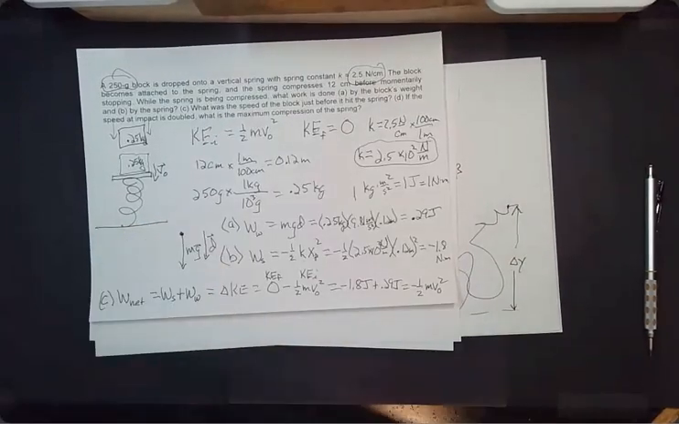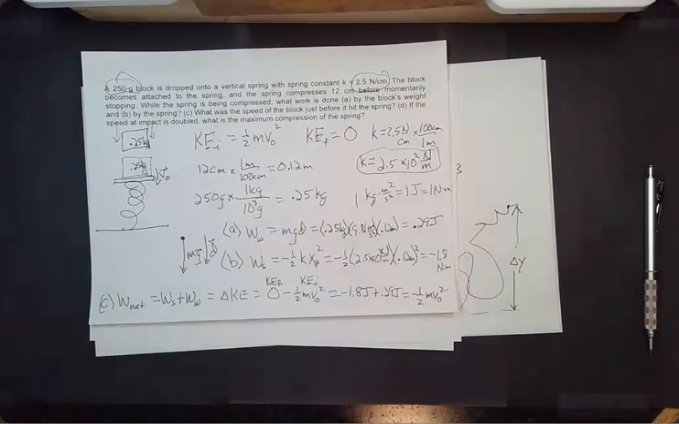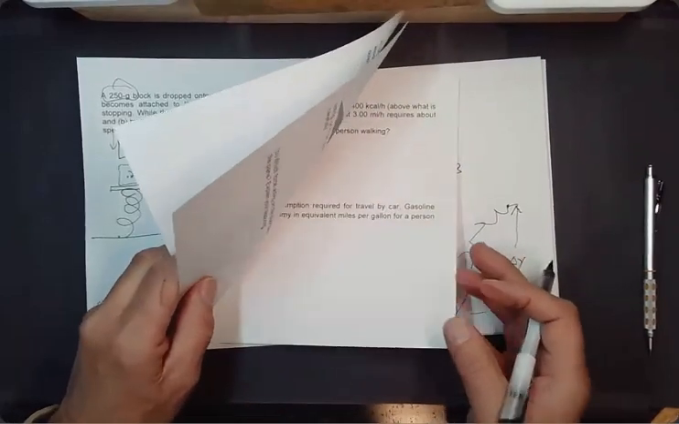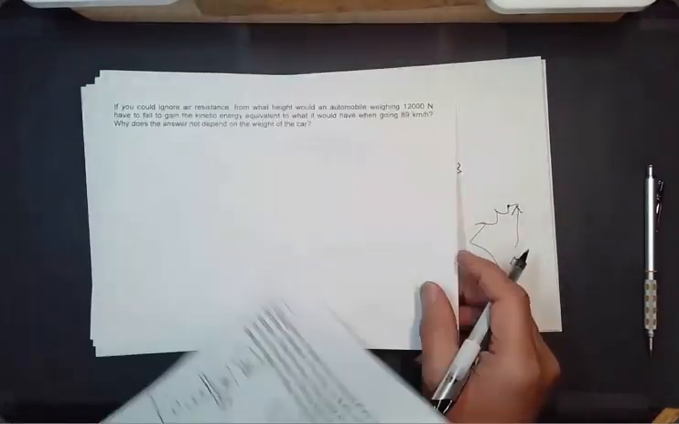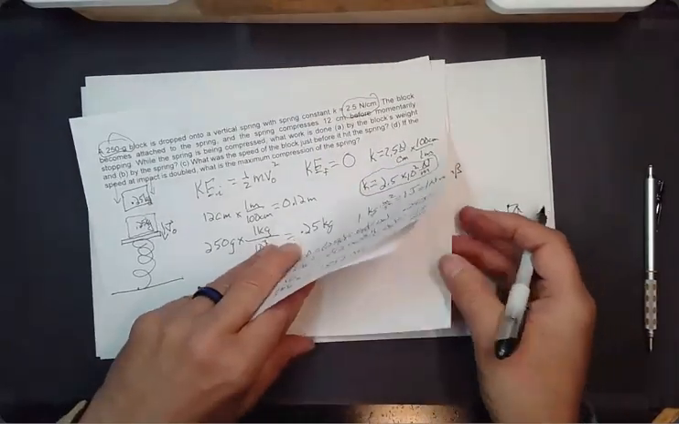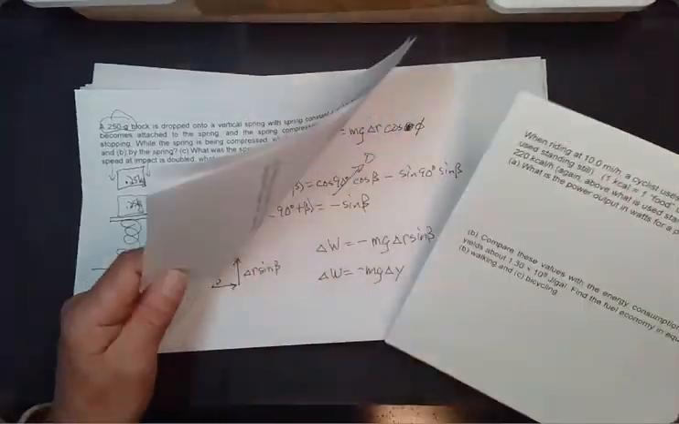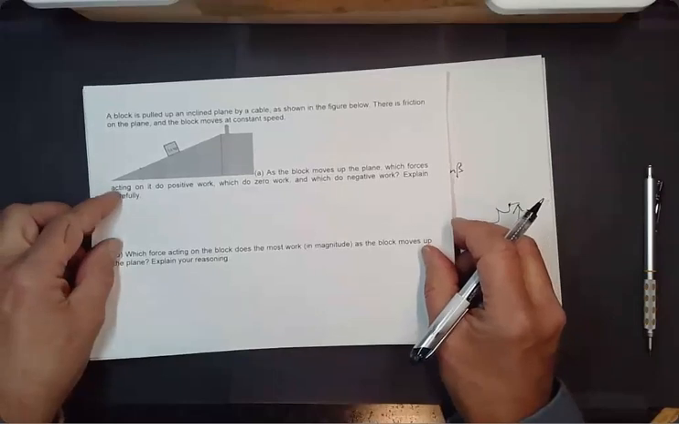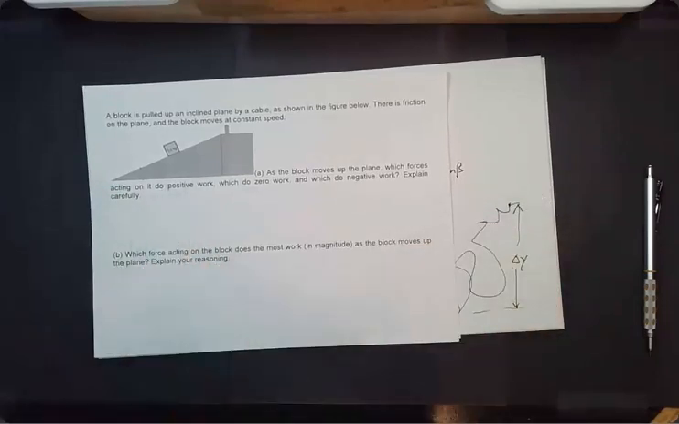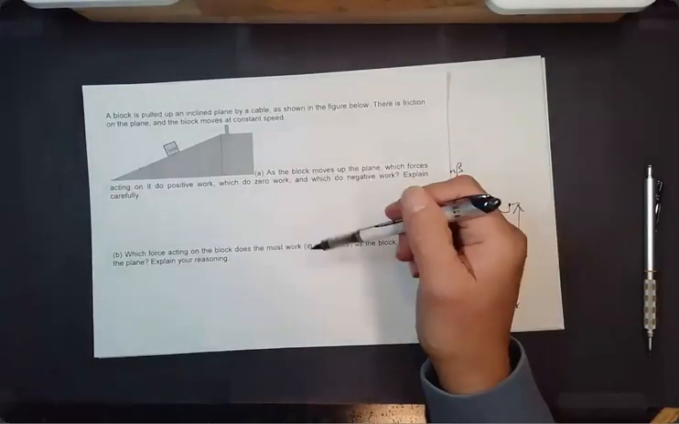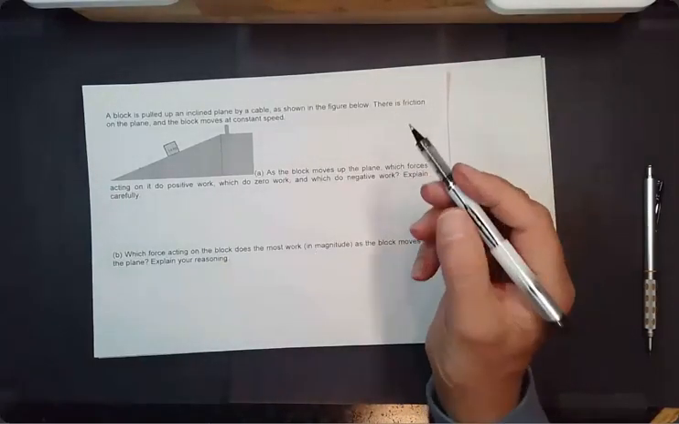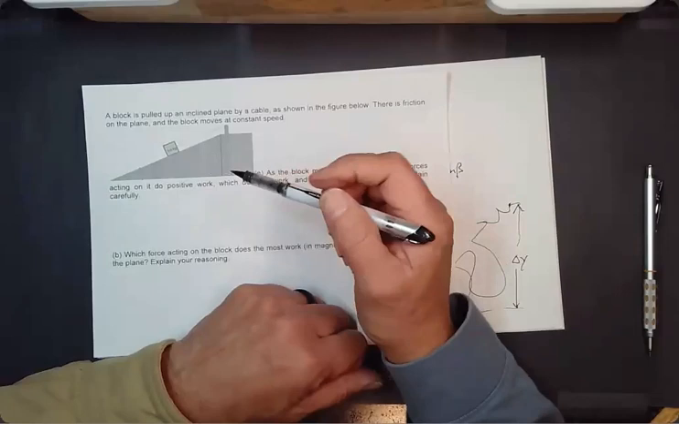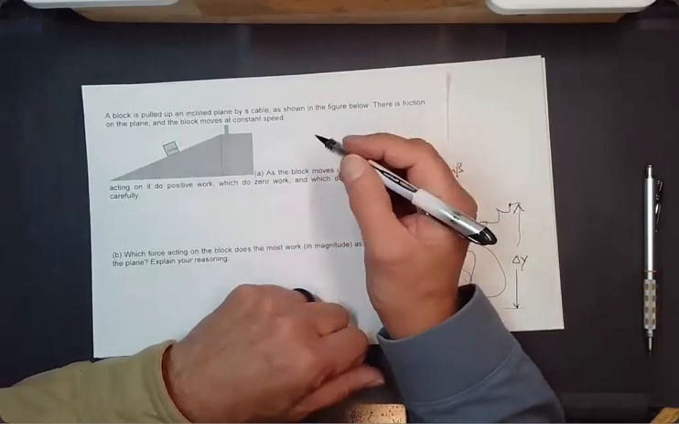Okay, let me go back to some of the earlier problems for today, if I can remember where they are. We're doing 12. Oh, this one. Nope, not that one. This one is one that I've had on tests before. It's a conceptual question, but it's something to think about. The block is pulled up an inclined plane by a cable, as shown in the figure below. There's friction on the plane, and the block moves at constant speed.